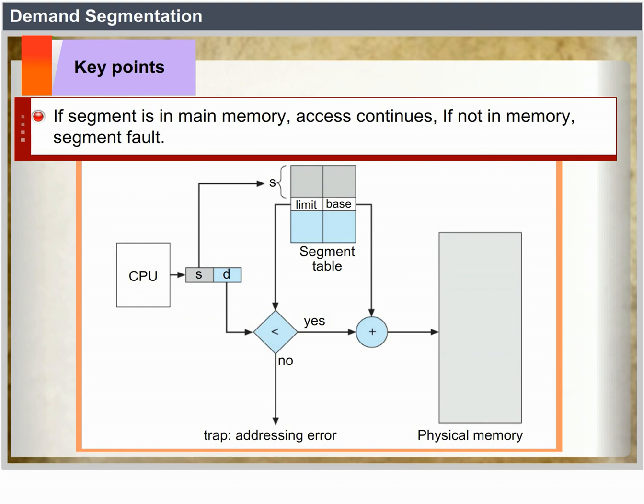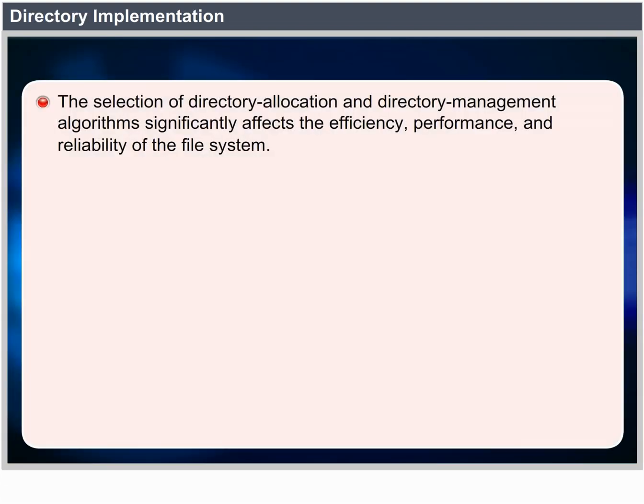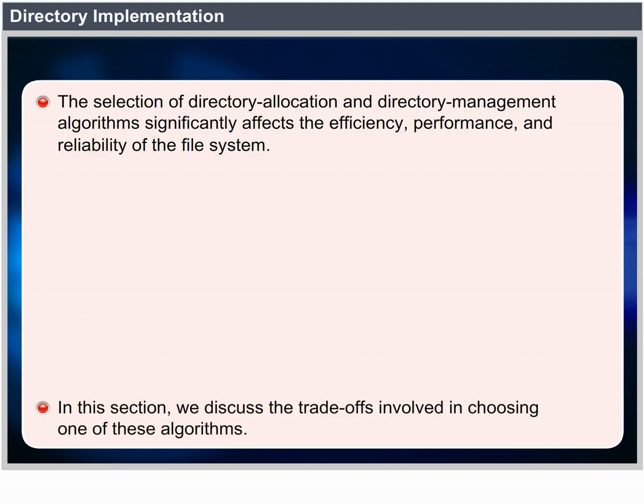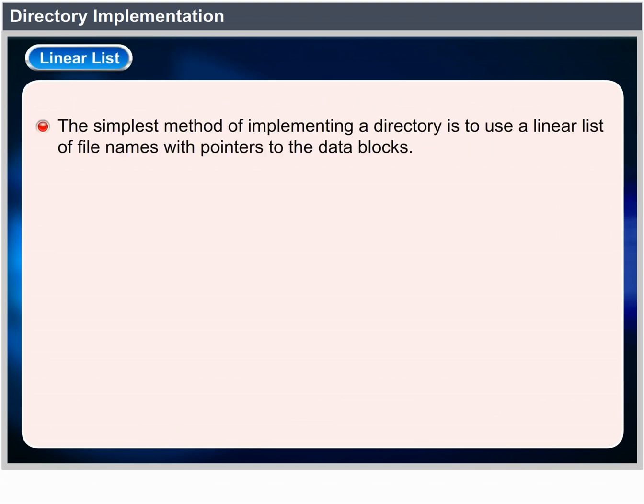Directory implementation. The selection of directory allocation and directory management algorithms significantly affects the efficiency, performance, and reliability of the file system. In this section, we discuss the trade-offs involved in choosing one of these algorithms. Linear list. The simplest method of implementing a directory is to use a linear list of file names with pointers to the data blocks. This method is simple to program but time-consuming to execute.